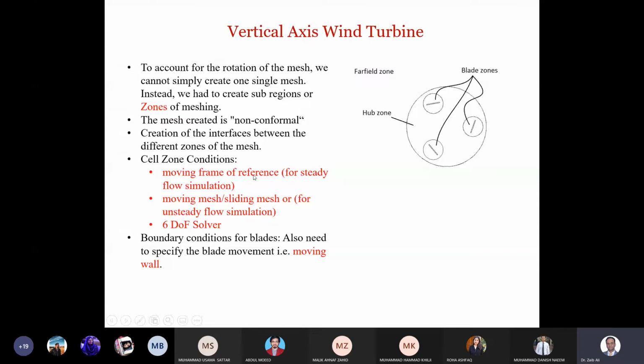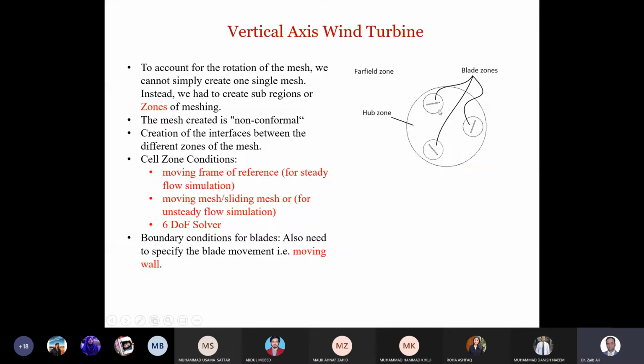That is called the moving frame of reference method. The zone condition is moving frame of reference. Then if you want to be more realistic, there is another, more advanced option, that is what we call the moving mesh or sliding mesh option.